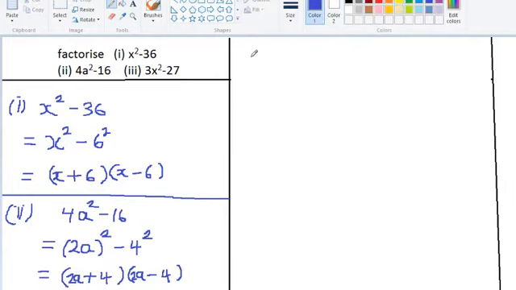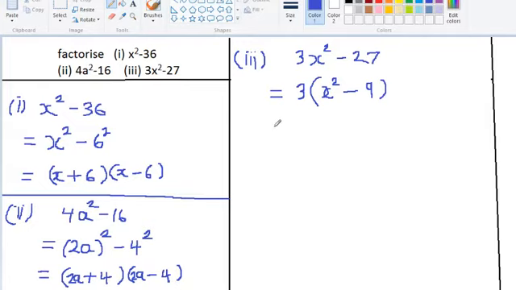For the last question, part 3, we have 3x squared subtract 27. The first step is to factorize this by taking out the common factor, which is 3. And 3 into 3 is 1, so we will have x squared here. Subtract 3 into 27 is 9. We now work on the inside of the brackets and try to express that as a difference of two squares.